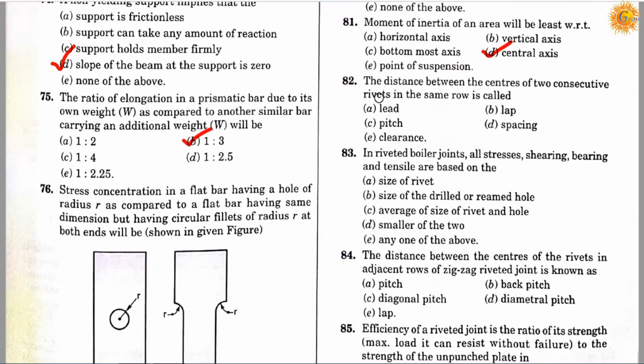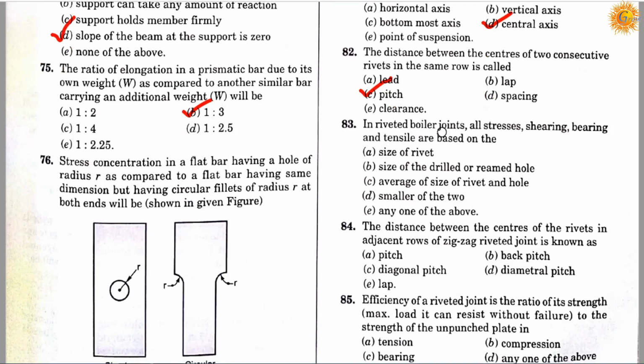Question number 82. The distance between the centers of two consecutive rivets in the same row is called. Option A is a lead, option B is a lap, option C is a pitch, option D is a spacing, option E is a clearance. Correct answer is C. It's called pitch.